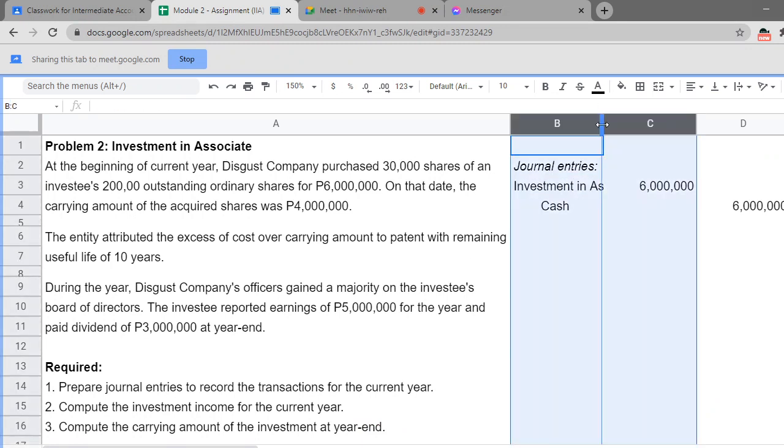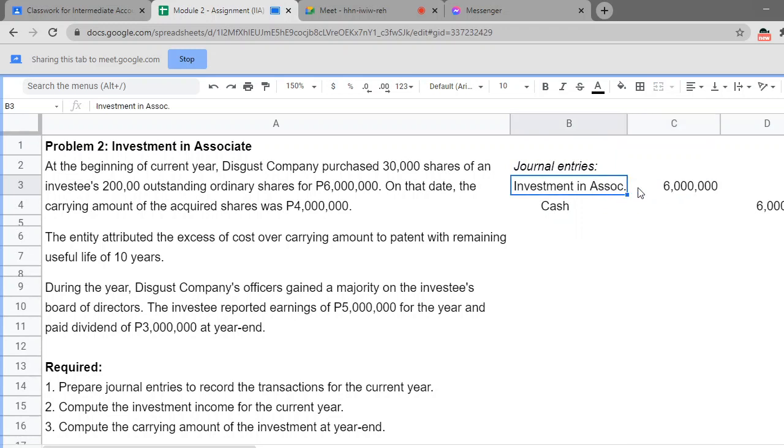Let's prepare journal entries. Investment in associate, that is, ayan, 6 million na pala. And then, on that date, the carrying amount of the acquired shares was 4 million. So, if you could notice, 6 million na itong gibayad, which is the cost. Pero, ang carrying amount is 4 million. So, excess nga 2 million. Excess of cost over fair value or excess of cost over carrying amount. Now, where is it attributed? It is attributed to the patent, which has a remaining useful life of 10 years.